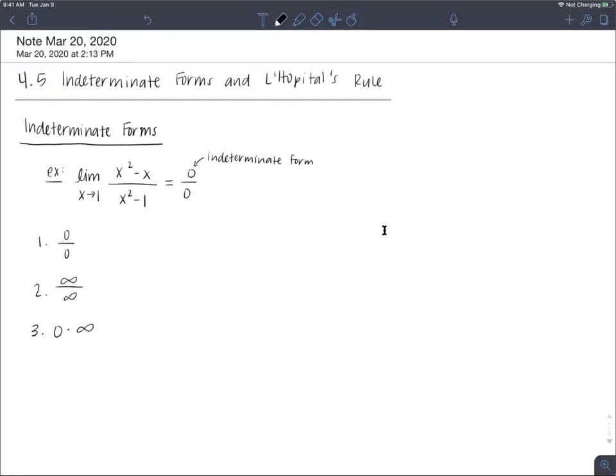The next kind is infinity minus infinity.